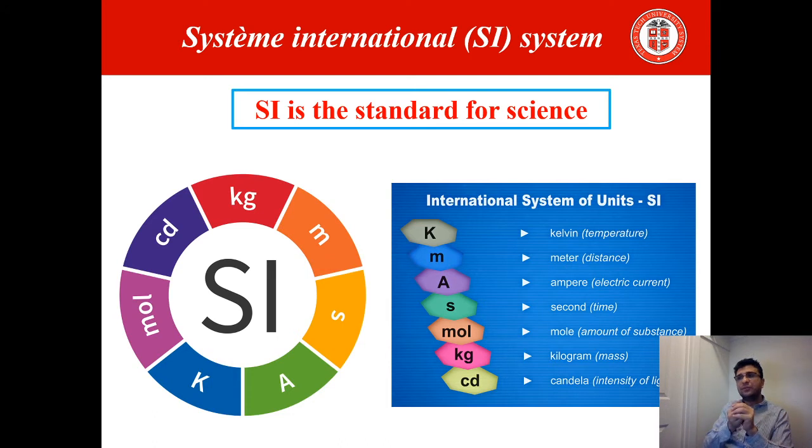For example, if you're measuring weight, you use kilogram. For the length, you use meters. For time, we use seconds. For current, you use ampere. For temperature, it's Kelvin. Or if you are measuring the luminous intensity, you can have the candela unit. So all these units are considered as the standard SI units.